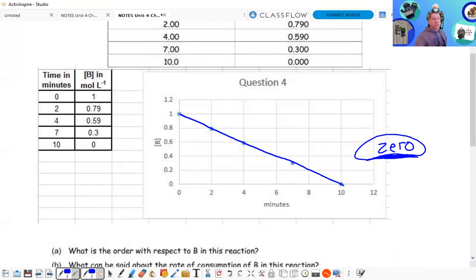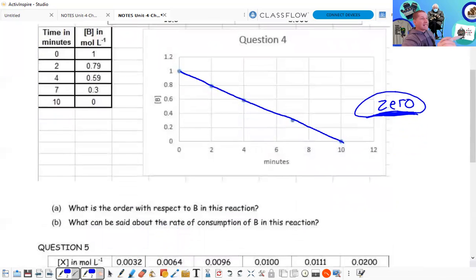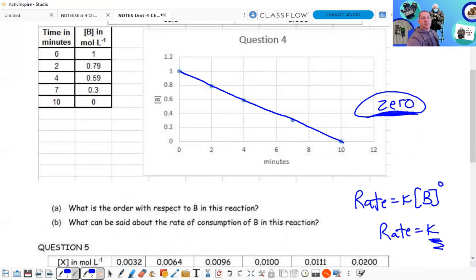In other words, the change in concentration does not affect the rate. Rate equals K times B to the 0 power, which means rate equals K. In other words, the rate is equal to a constant. It's going to leave at a constant rate.